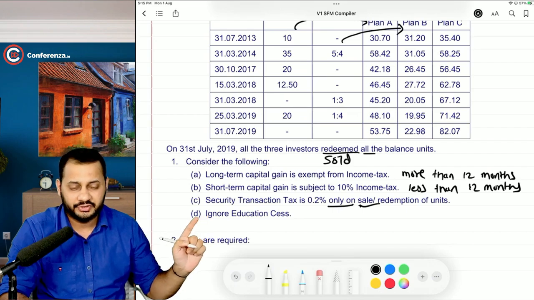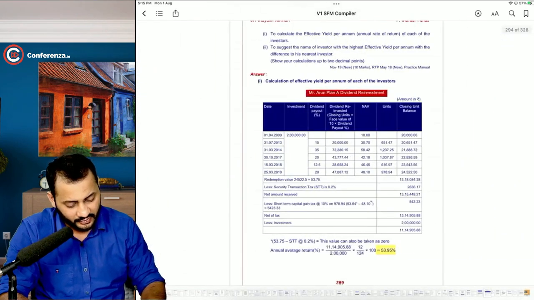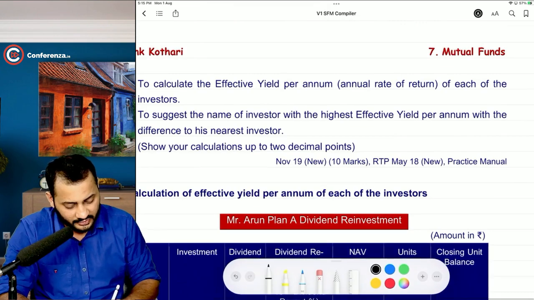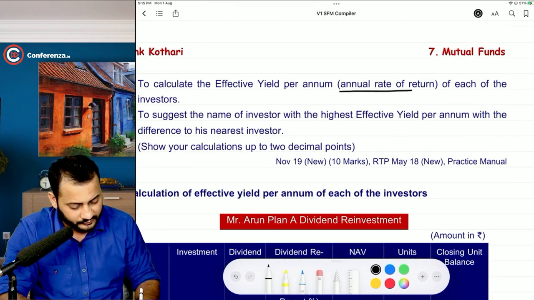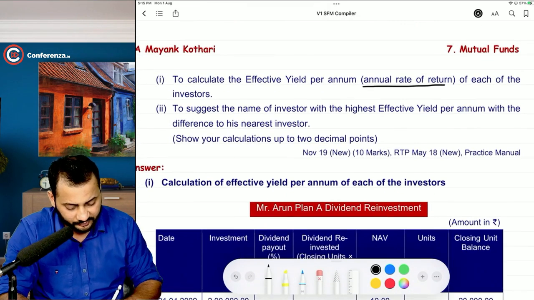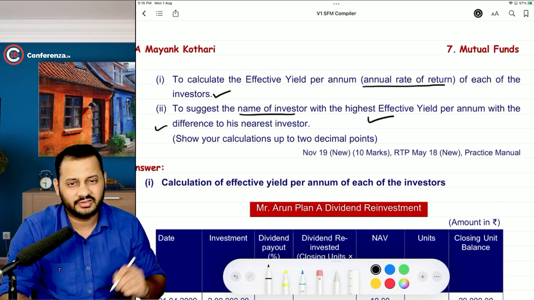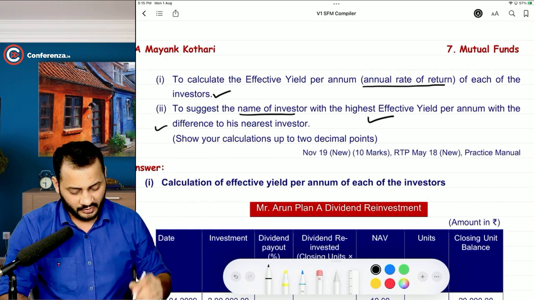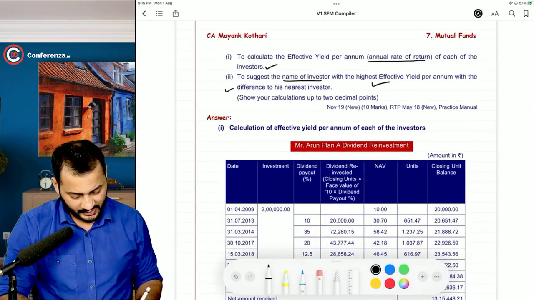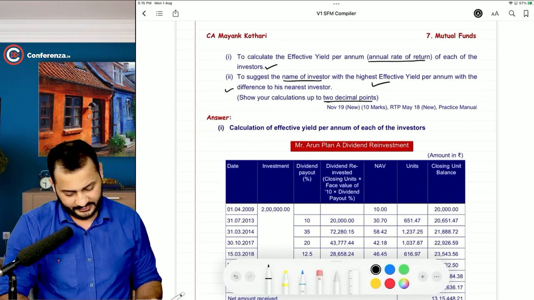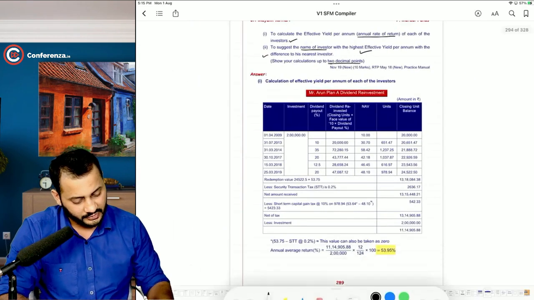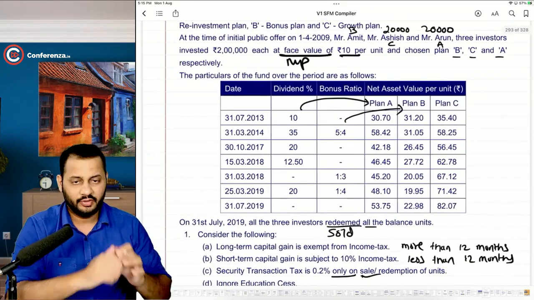Ignore any kind of education cess, and what exactly you are required to do is to calculate the effective yield per annum, that is annual rate of return for each of the investors, and suggest the name of the investor with the highest effective yield per annum with the difference to his nearest investor. This is very easy. We'll focus on that later on. And show your calculation up to 2 decimal points. That's very good. See, so now what exactly you have to do?